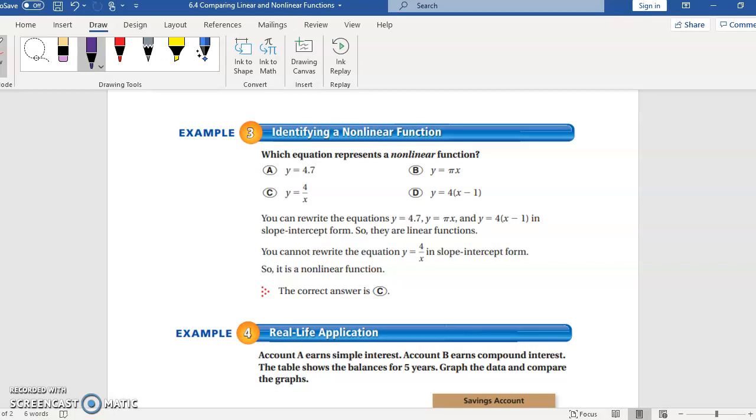B, 3.14 times x, that would be the same. That would be linear.